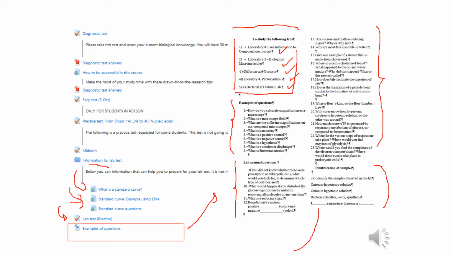If you don't remember how the pictures look, you can go to the lab test, the practice one, and those pictures will appear there, so you will remember how they look, like the onion in a hypotonic or hypertonic solution and the different bacteria.